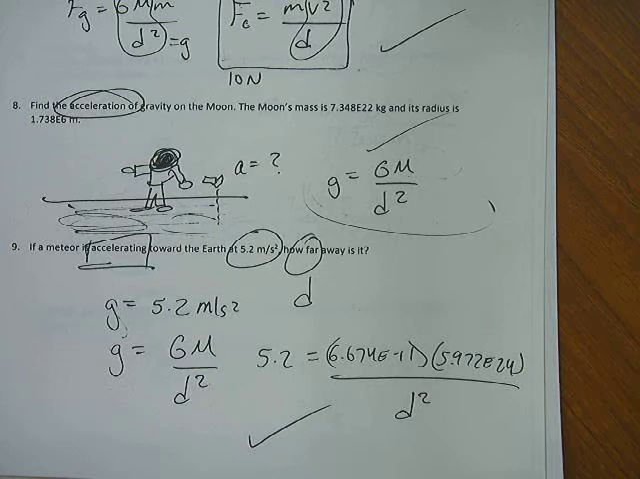Okay. So you just say 5.2 equals G, 6.674 e negative 11, times the mass of the Earth, 5.972 e 24. I didn't give it to you right there. We looked at it earlier. Over d squared. You can solve that for d.